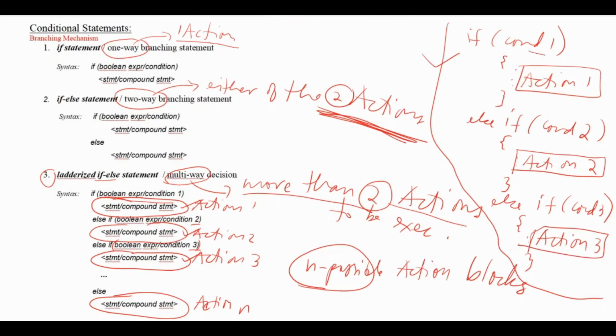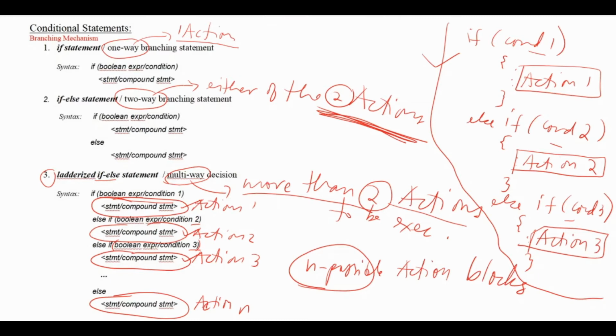And there are also 3 conditions. Now, of the 3 action blocks, 1, 2, or 3, there is only one action block that will be executed. Again, there is only one action block that will be executed at any given moment. So, which action block is executed? It is the one whose condition is true.